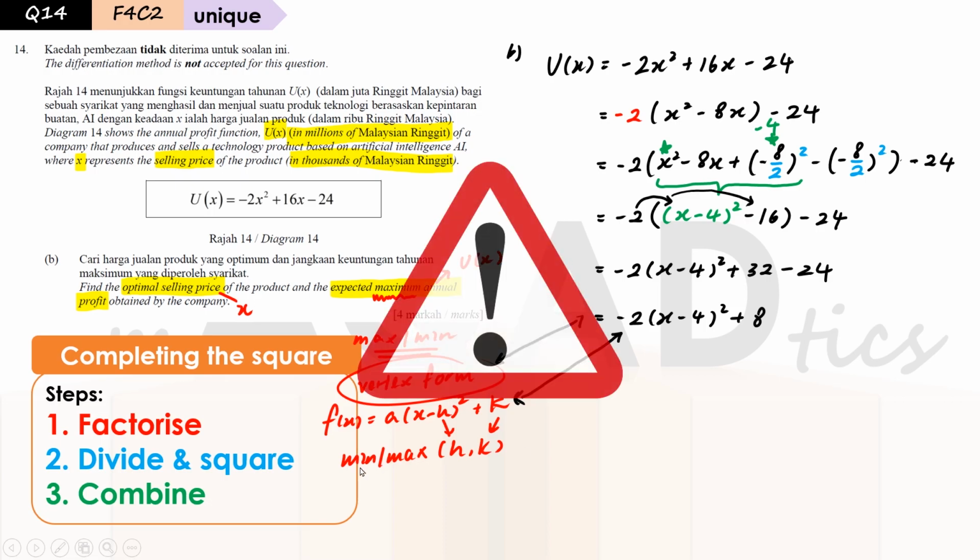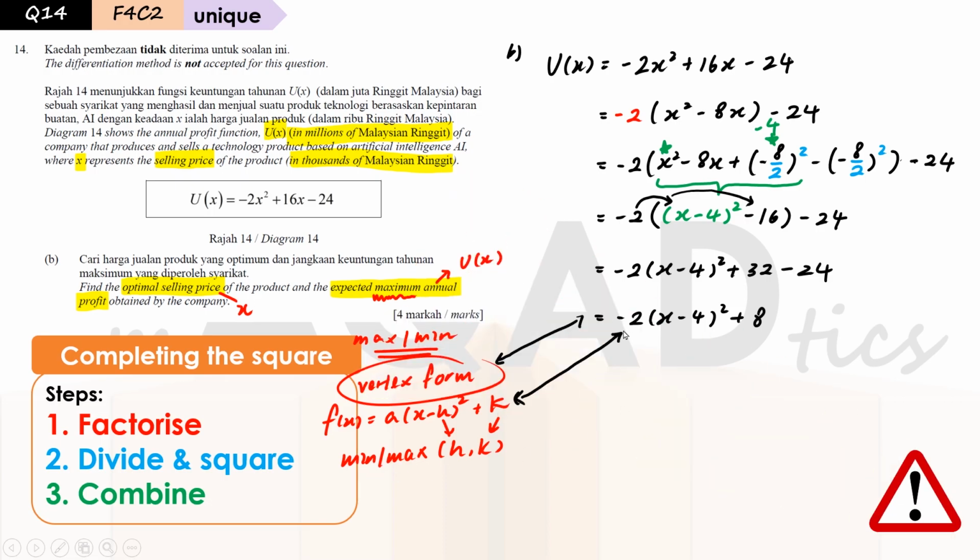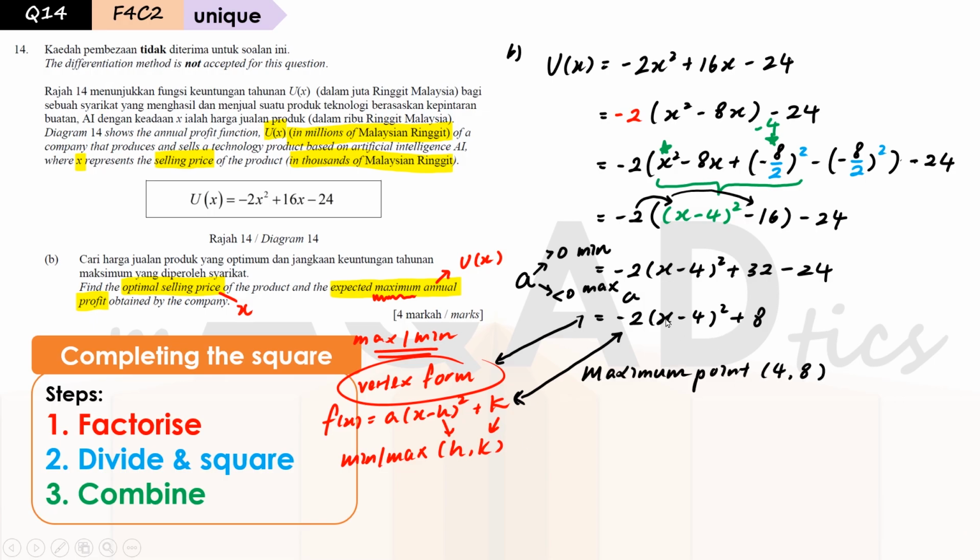Okay, so is this a minimum point or maximum point? Negative 2 here is the value a, right? So as we know, if the value of a is greater than 0, it is the minimum point. If the value of a is less than 0, then it is a maximum point. So this is the maximum point, and if we compare, we can find the coordinates of the maximum point, which is 4, which is the h here, and 8, which is the k here.